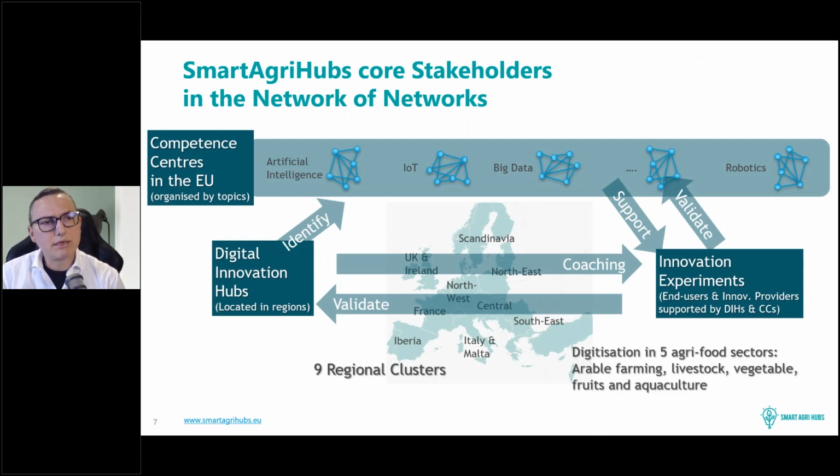Finally, what we want to learn is how such a network works. On the one hand, digital innovation hubs are rather a regional network of organizations which support all the stakeholders from farm to fork in digital innovation. The idea is that they support innovation experiments, coaching them about ecosystem, technology, finances, and so on. And also learning from this experience, especially in Smart Agri-Hubs, the idea is that the Digital Innovation Hub can learn what are really feasible concepts, what experience is very positive, what was working not so well. And at the same time, there is a topical network of competence centers.